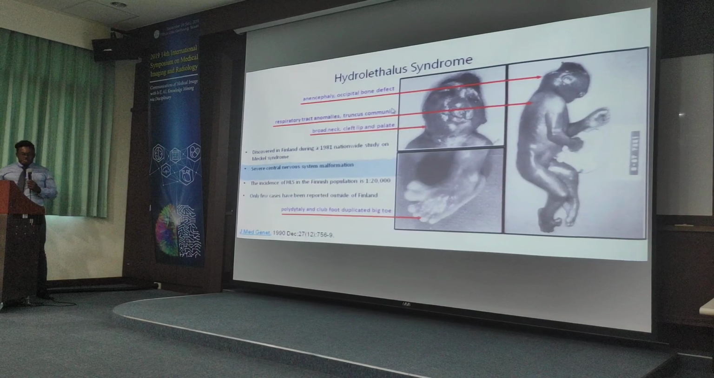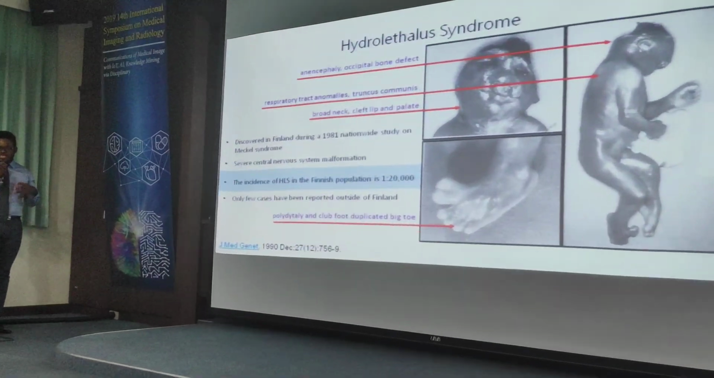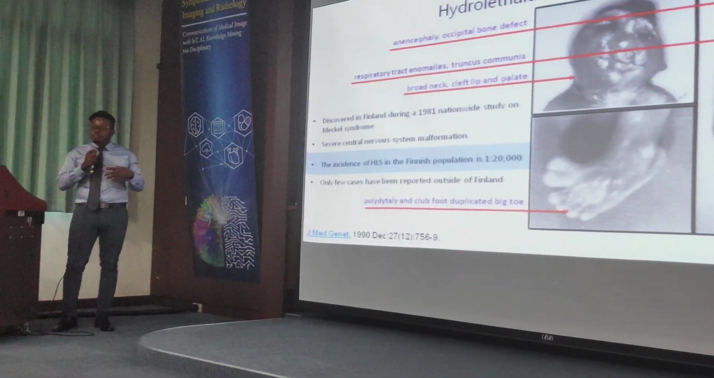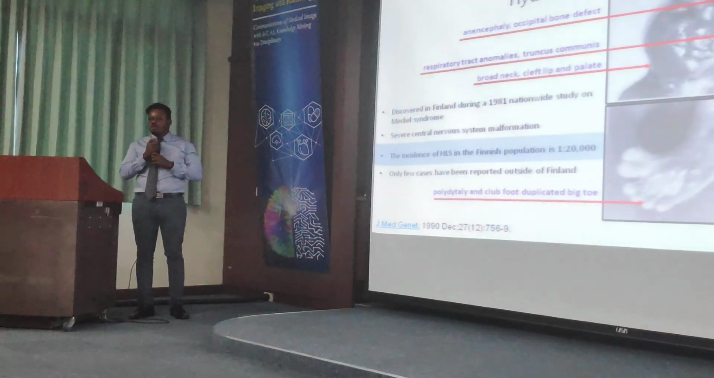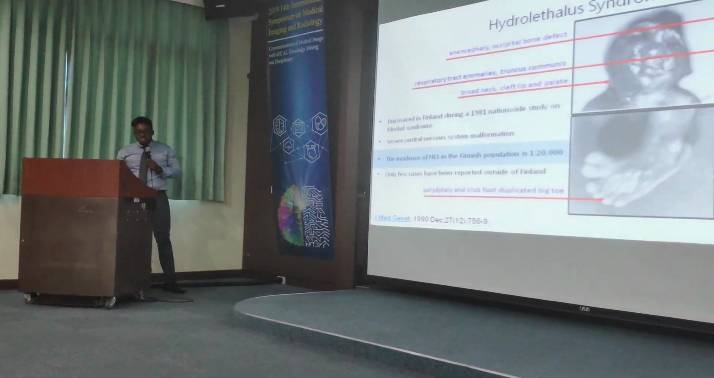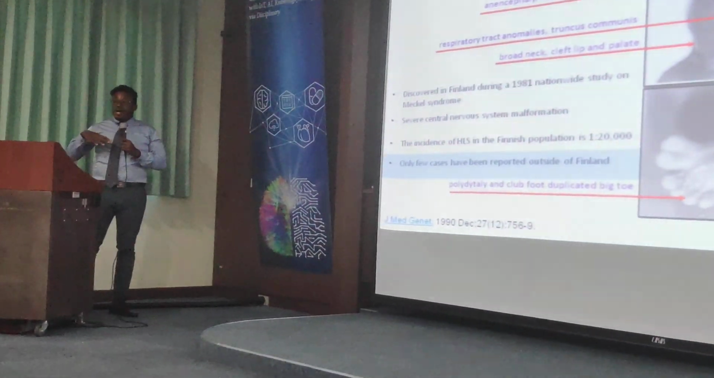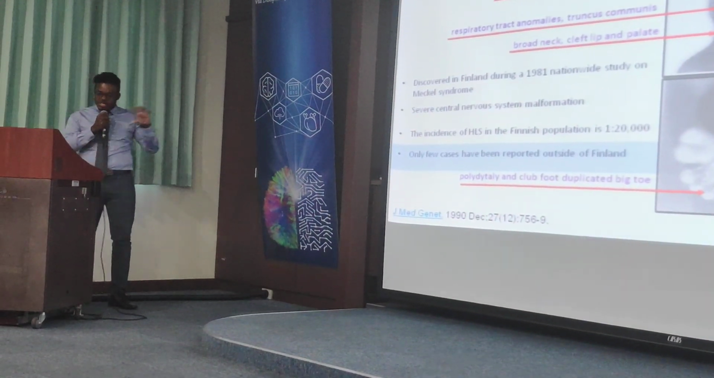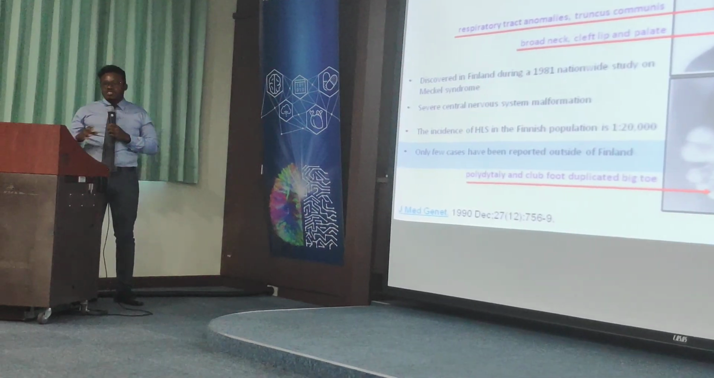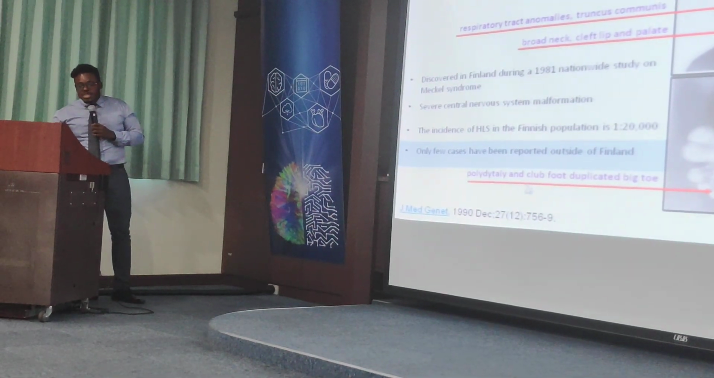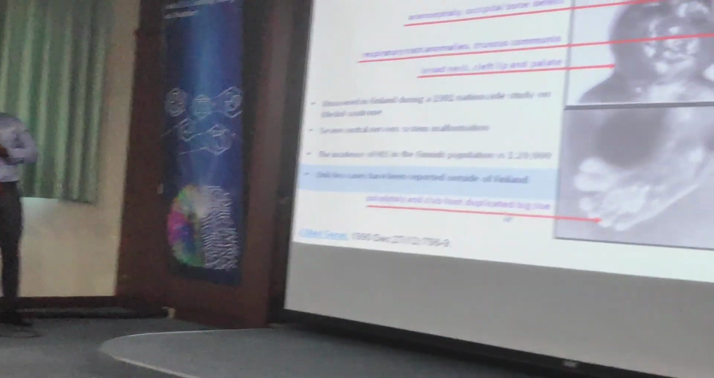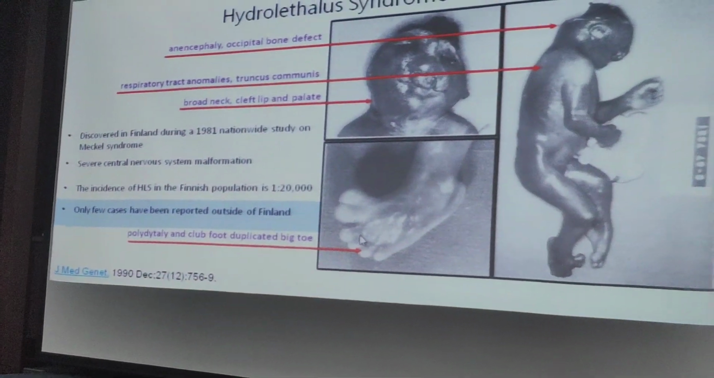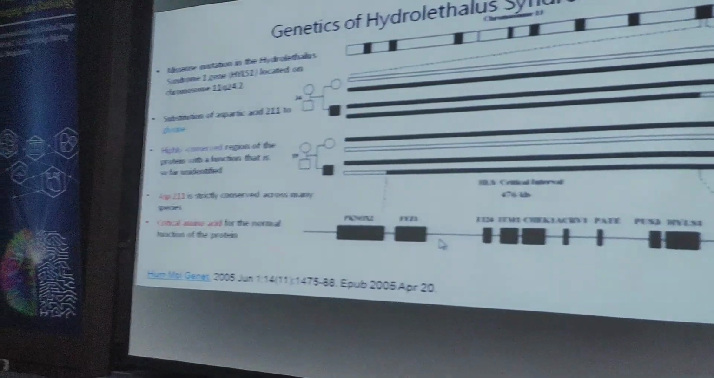Now, the incidence of Hydrolethalus syndrome is rare, and it exists mostly in the Finnish population. A few studies have shown a few cases found outside of Finland, but this is primarily localized to the Finnish population. Also, you can see polydactyly and duplicated toes. So these are key features of Hydrolethalus syndrome.